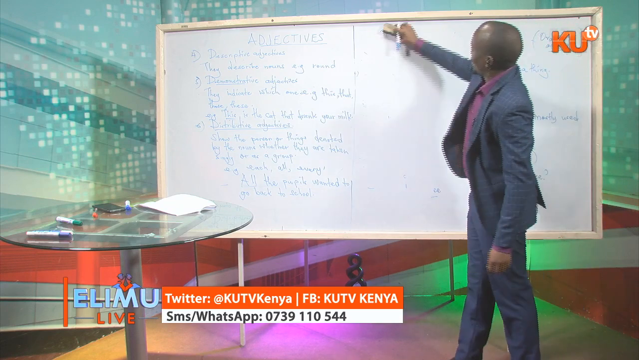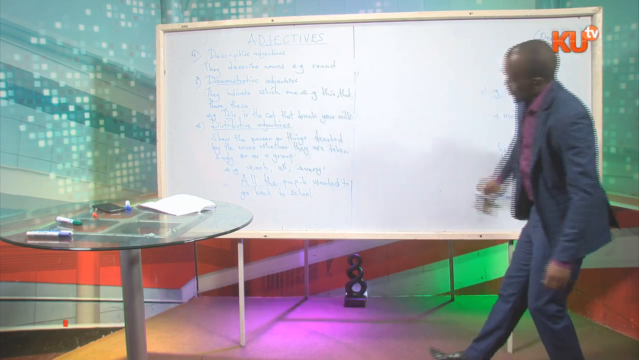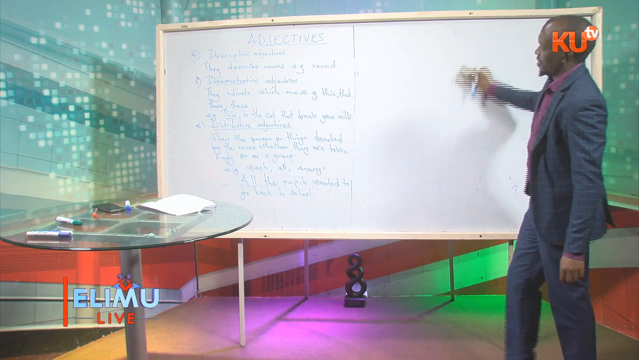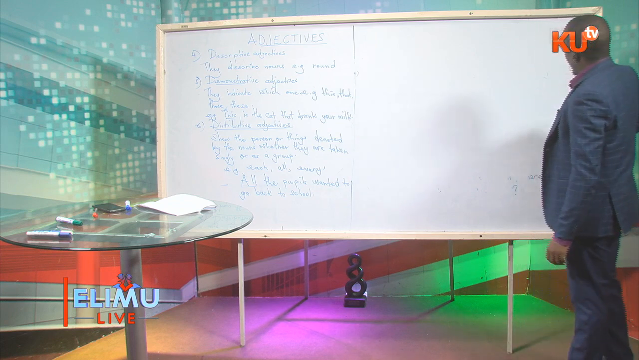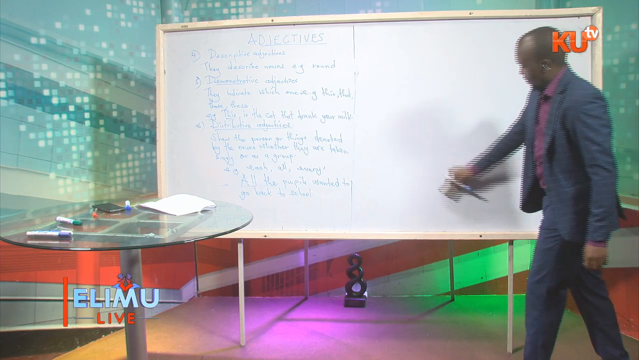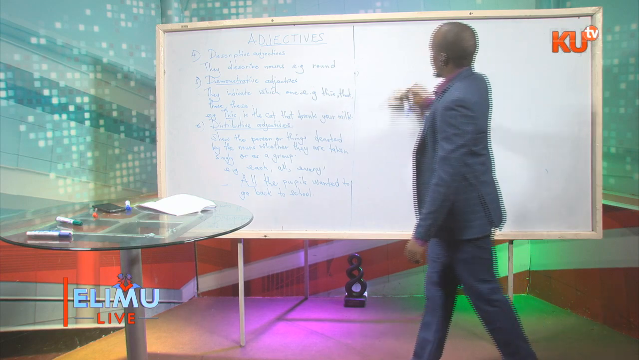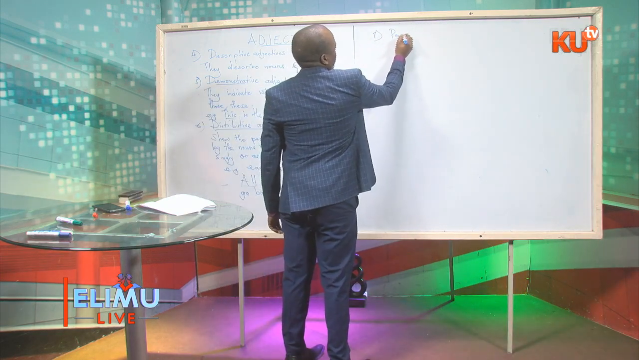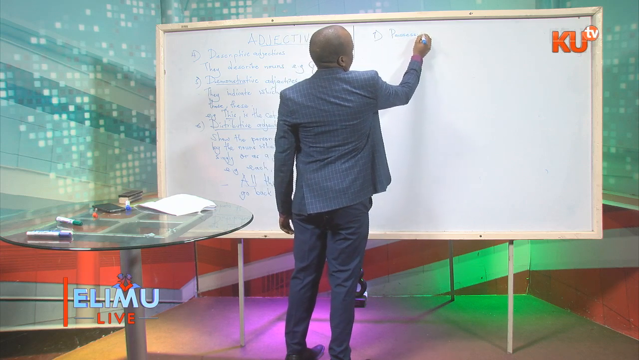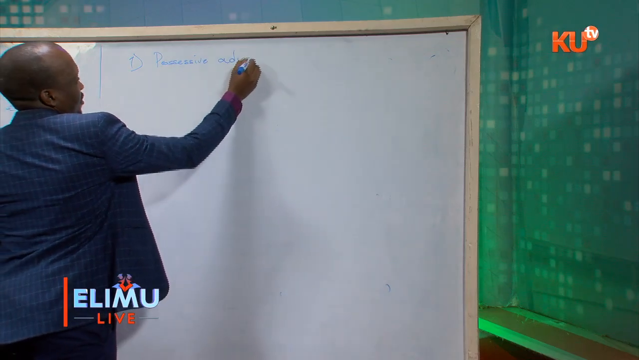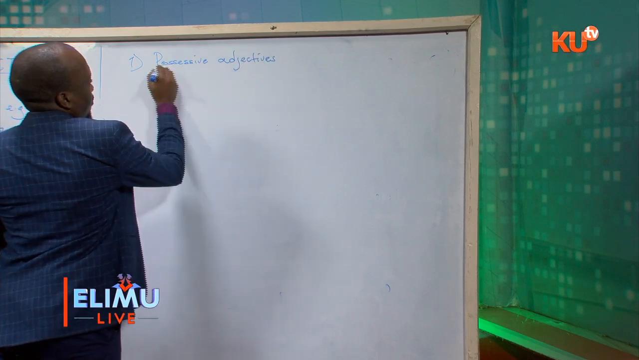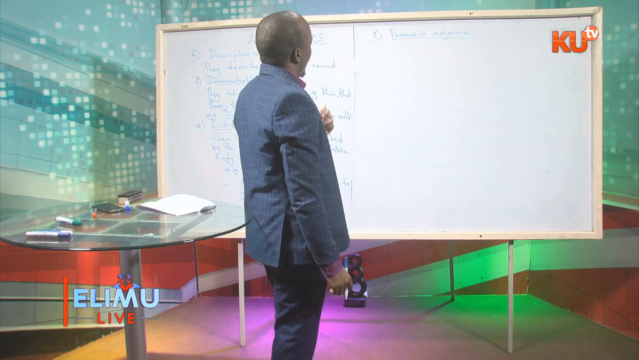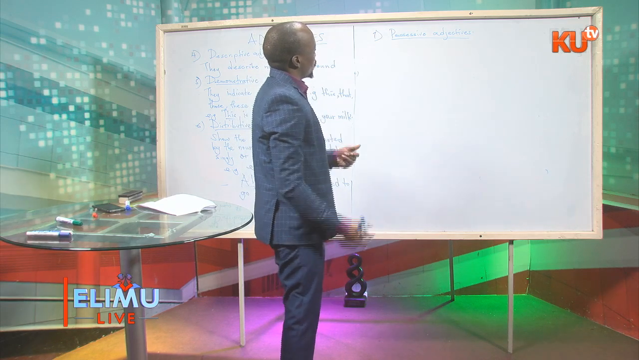Now, we move to number 7. We have talked about distributive adjective, we've talked about demonstrative adjective, descriptive adjective. So I want to move to number 7, and number 7 will be possessive adjectives. Possessive adjectives. And from the word possess, to own something.